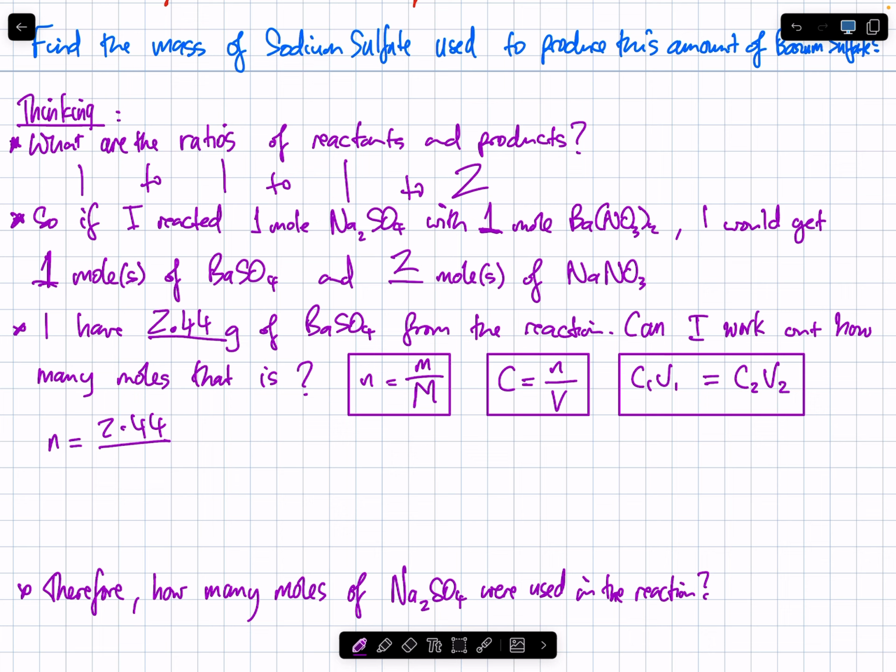There's a Br, and there's a Ba, and there's a Be. Someone tell me the mass of Ba. 137. S, sulfur's 32.06. Plus oxygen. How many oxygens are there? 16 plus 4. Calculator.